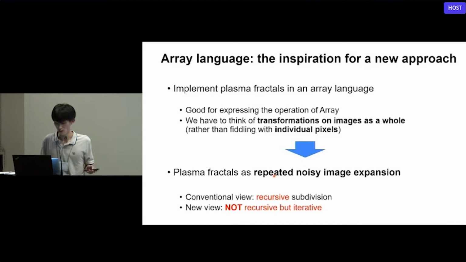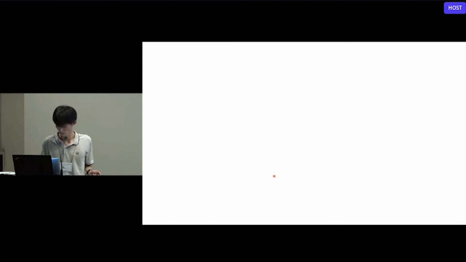In order to implement plasma fractals in array languages, we can think of plasma fractals as repeated noisy image expansion. The conventional way is represented as recursive subdivision. Our new view is not recursive, but iterative. That's the biggest difference.